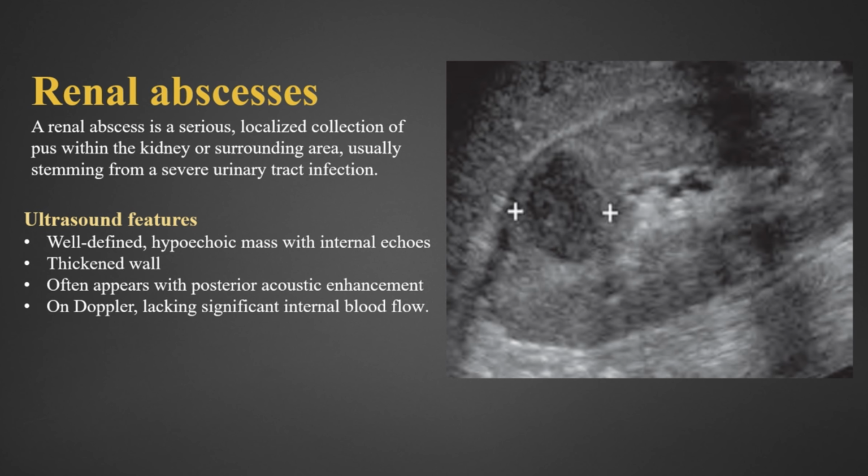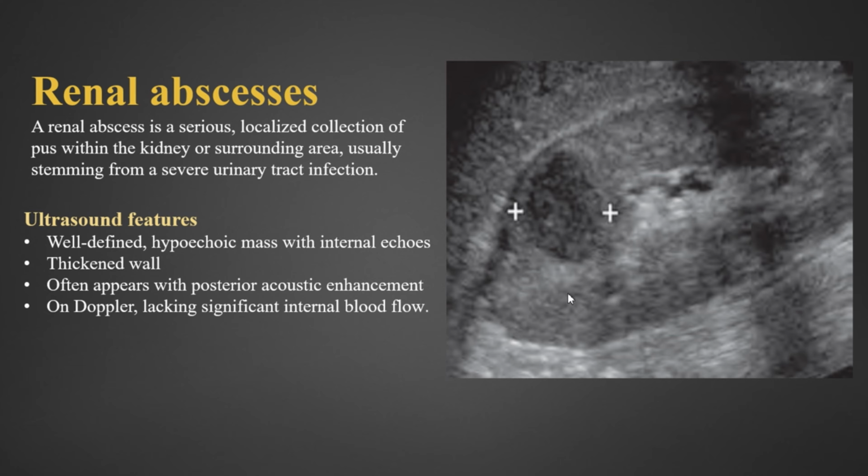And now we are going to discuss the renal abscess. A renal abscess is a serious localized collection of pus within the kidney or surrounding area, and it is usually stemming from the severe urinary tract infection. The renal abscess appears as a well-defined hypoechoic mass with internal echoes, and it has a thickened wall. It often appears with posterior acoustic enhancement. On color Doppler, it does not show any significant blood flow.